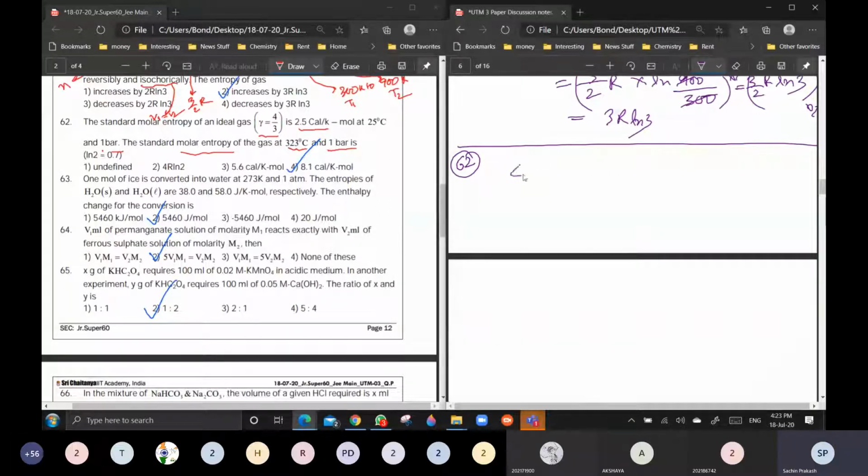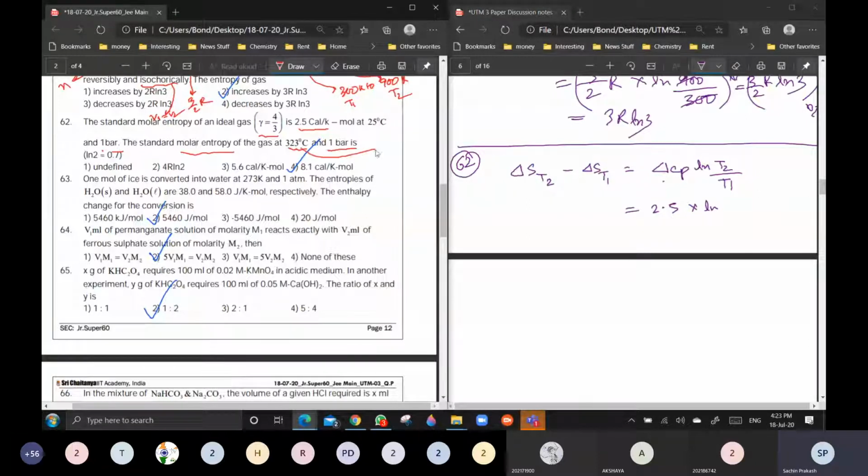So you see, I have given this formula: delta S T2 minus delta S T1 is equal to delta Cp ln T2 by T1. Kirchhoff's law. Here delta Cp is given to be 2.5, into ln of T2 by T1. T2 is 323 plus 273, so 600 Kelvin. So 600 by 298.